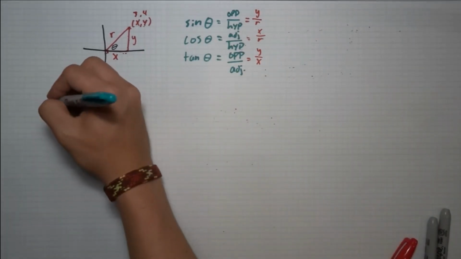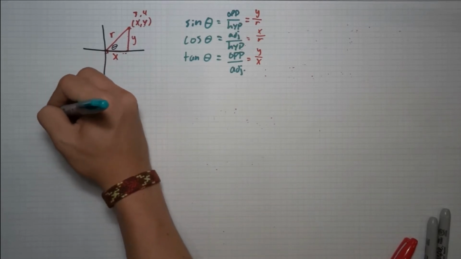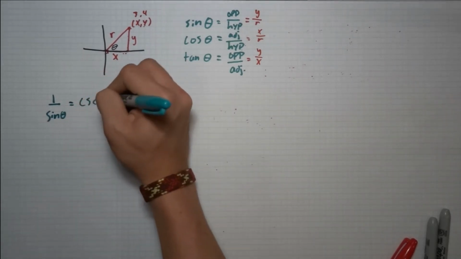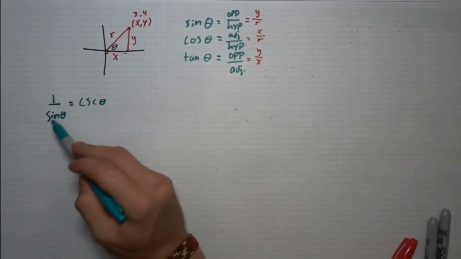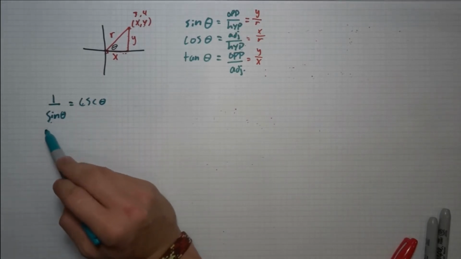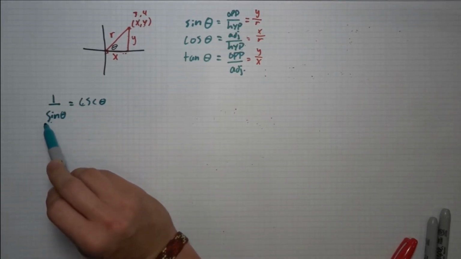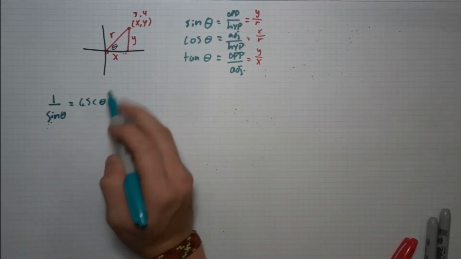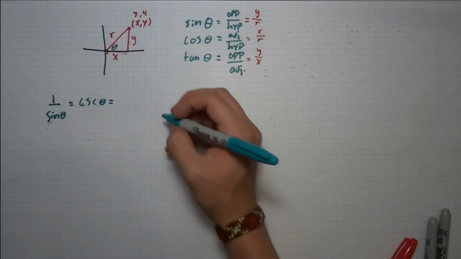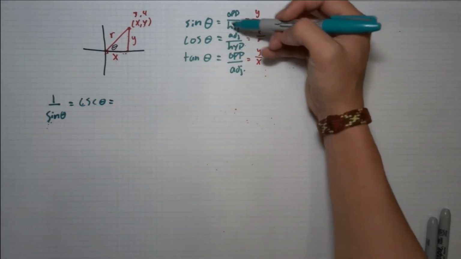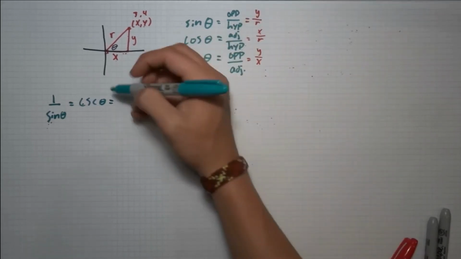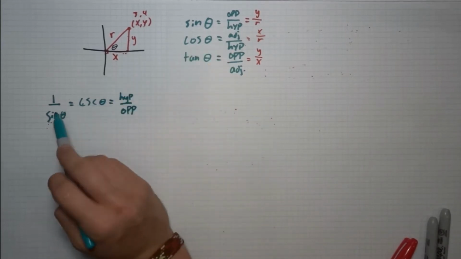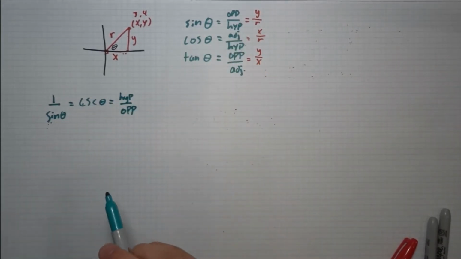For example, one of our reciprocals is 1 over sine theta. We call this one cosecant. The easy way to remember that is because we're flipping it, the s and the c flip. If I want the reciprocal of sine, the first letter is going to be c, so I can figure out that this is cosecant. This is the same as 1 over sine, which is hypotenuse over opposite, because we have the reciprocal of this part.